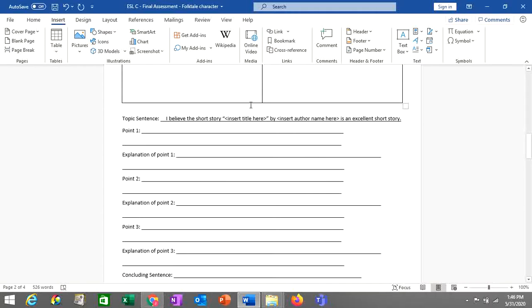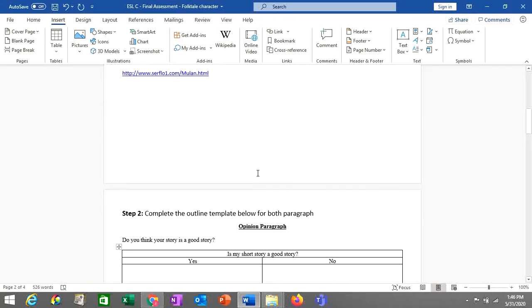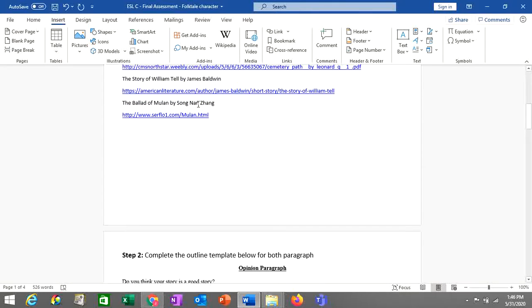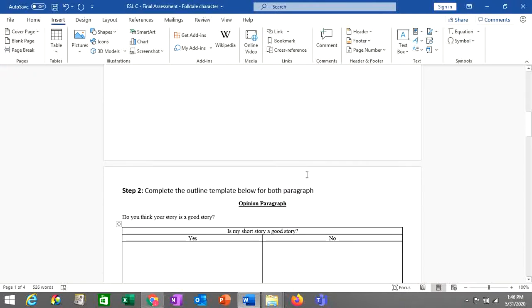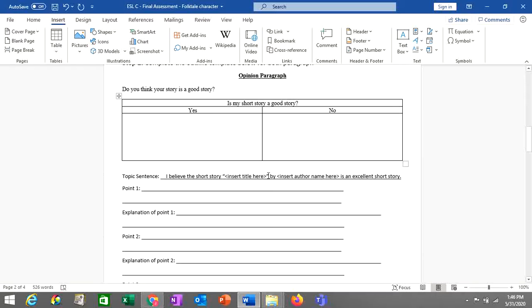I've helped you out with your topic sentence here. You can just fill in the blanks. So I believe the short story, and we put quotation marks around the titles of short stories, so I believe the short story, put your title here. You can put whatever title you choose. So I believe the short story, The Ballad of Mulan by, I'm going to pronounce that wrong, sorry, Song Na Shang. Sorry, my pronunciation of Chinese is not very good, but the author's name goes there.